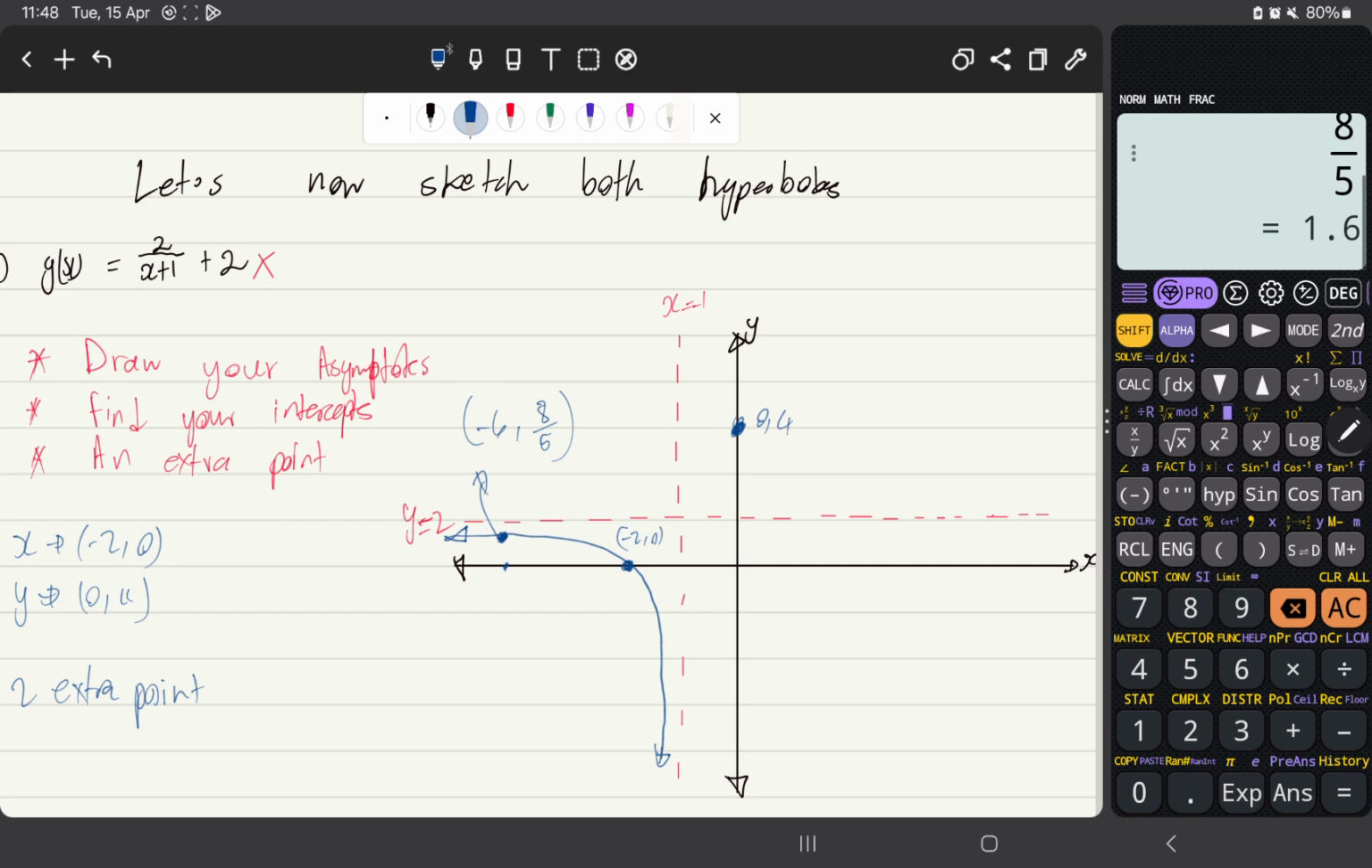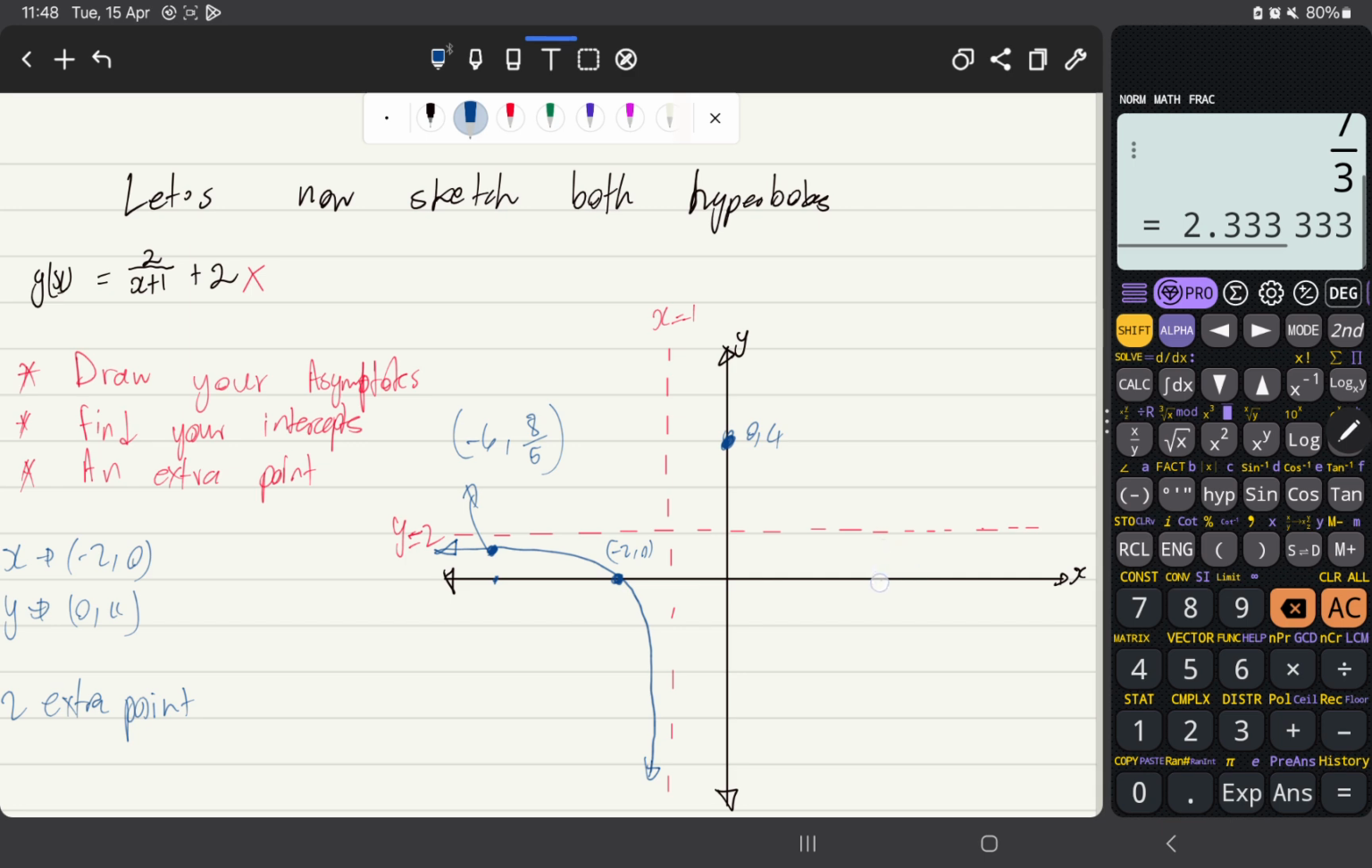And then I can go to that side, since my x cannot be -1, let me choose a positive x value. Let me just say 5. Now if x equals 5, I'm getting 2.333. So 5 is somewhere here, and that means somewhere here is going to be my value, and I'm going to have something like this. Oh damn, it just touched the asymptote. It should not.